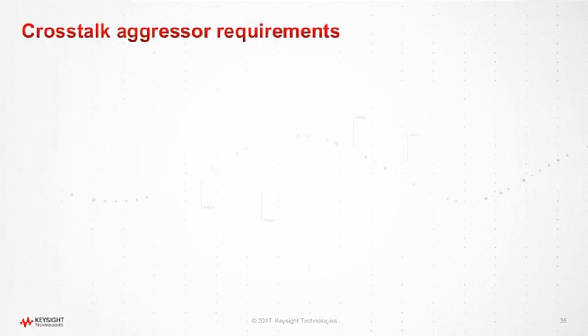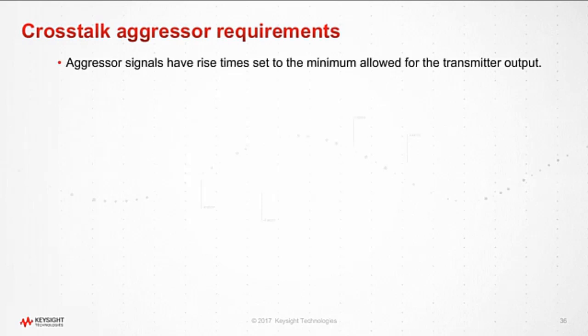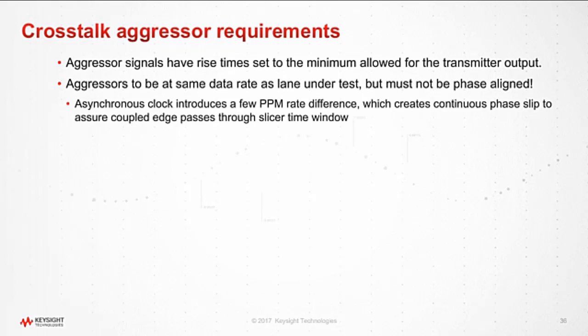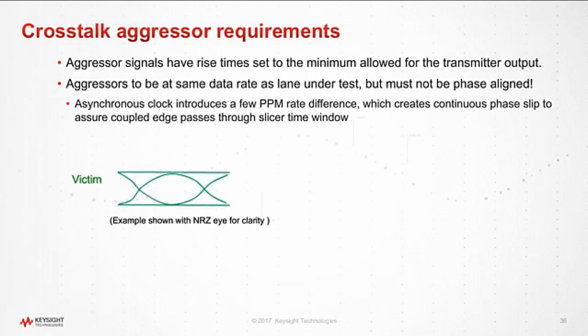Okay, so what are the requirements for aggressors? When we look at the standards, they say that they basically emulate the ideal transmitter. So they're going to have the minimum rise time, and they're going to have the maximum amplitude, and they have to be at the same data rate, but they can't be phase aligned. They have to be asynchronous to the clock that we're testing. And why is that asynchronous necessary? This is really a key point.